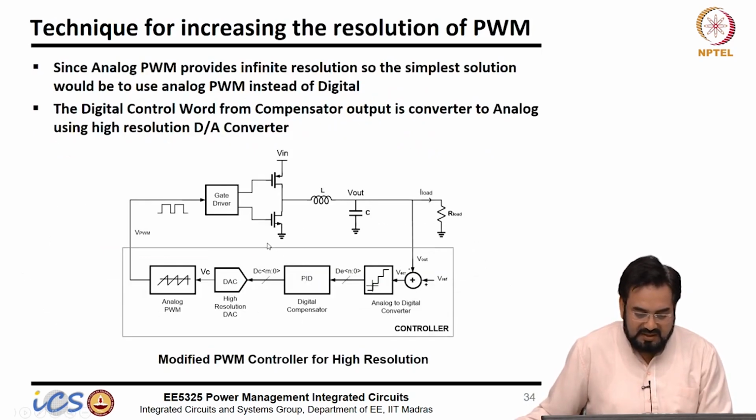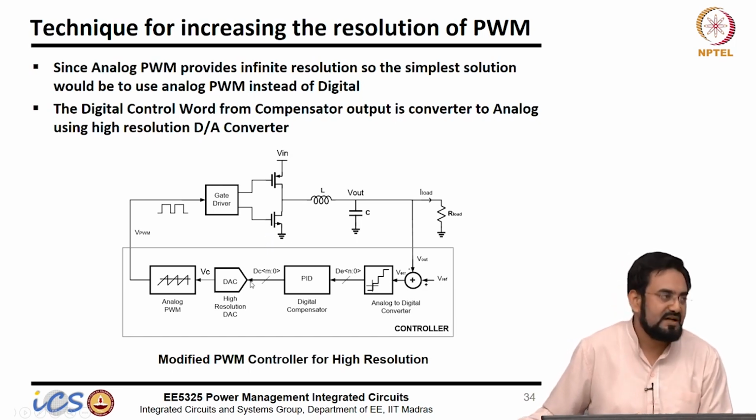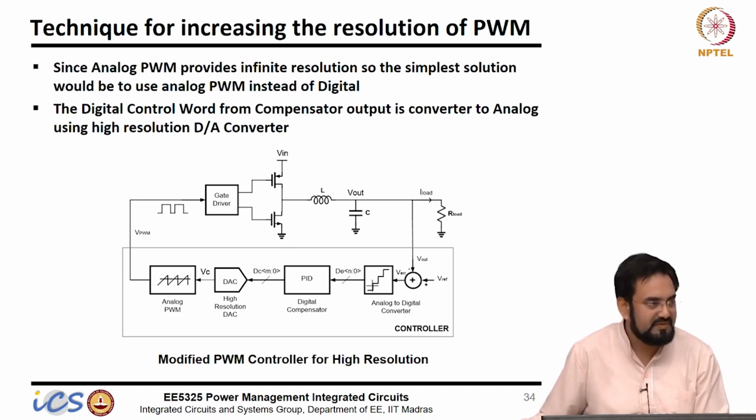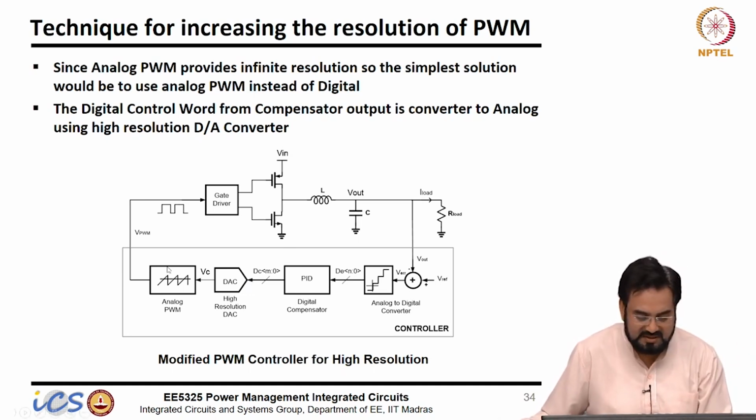As we know, designing a DPWM or digital PWM is not easy, especially if you are running at very high frequency. Let us say I am running at 10 megahertz. It is not very simple if I want 10 bit kind of accuracy. So an alternate way could be to just use an analog ramp and convert your digital code into analog voltage by using a high resolution DAC, and doing a high resolution voltage DAC is easier compared to doing a DPWM.